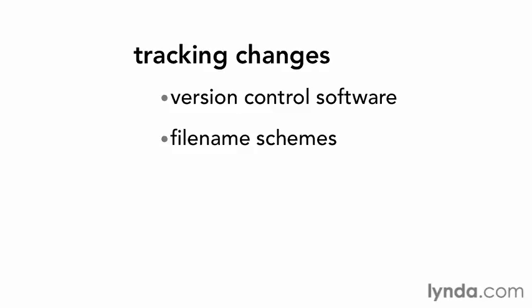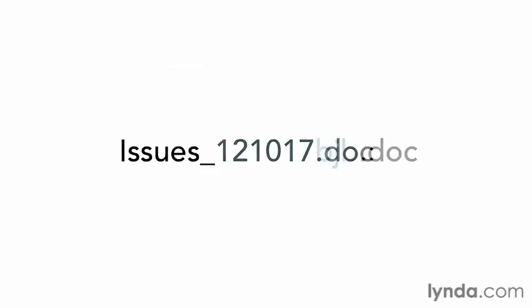A handy naming convention is to add the date and initials to the end of the file name. So if I edit the Issues file on October 17, 2012, the file name might become issues_121017 BJB. By entering the date as year, month, and day, your files will appear in chronological order.